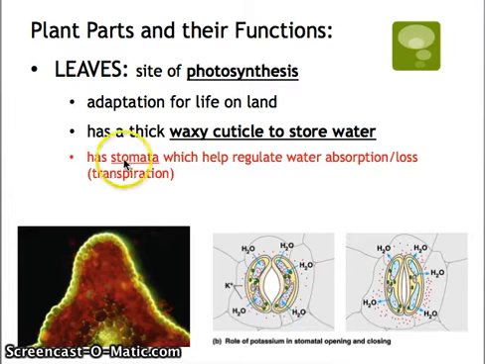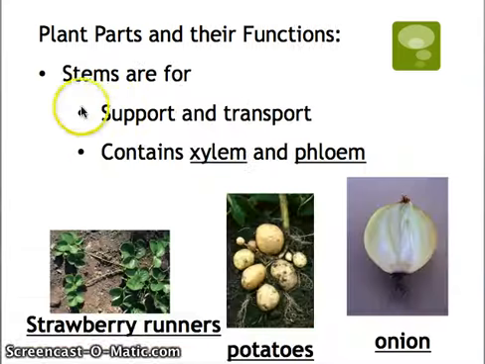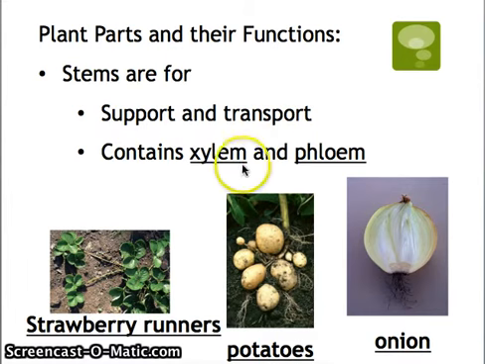Adaptation number 8, stomata. Those are in the leaves, and they help regulate water absorption and water loss. Water absorption and water loss. That's called transpiration. We'll spend an entire day talking about stomata. Adaptation number 9, stems. Stems are for support and transport. They also contain the xylem and the phloem.